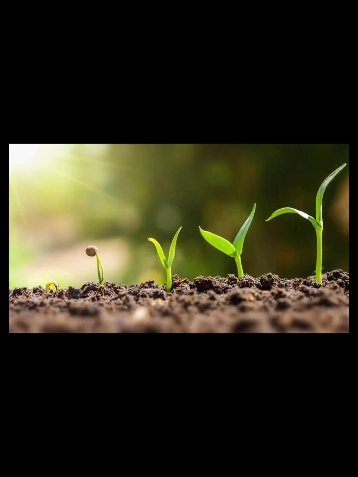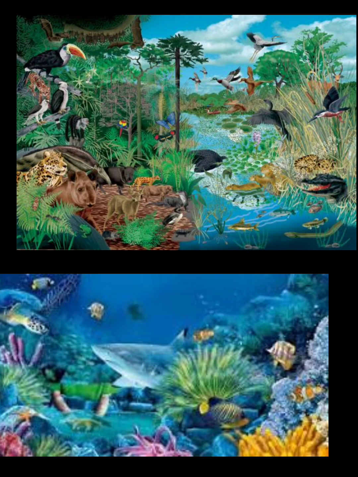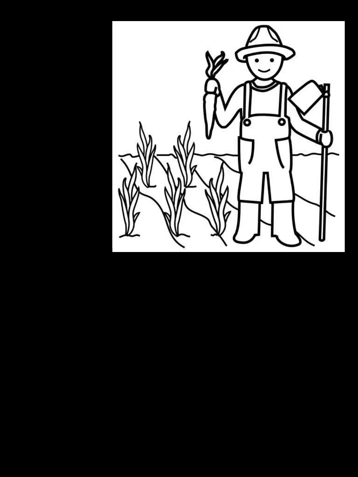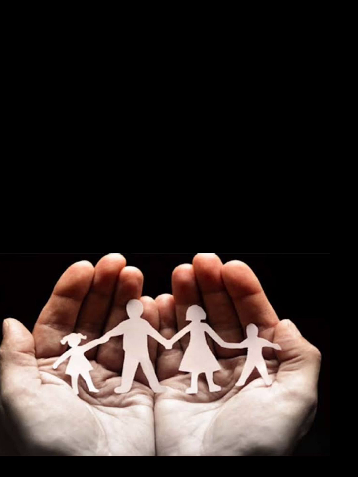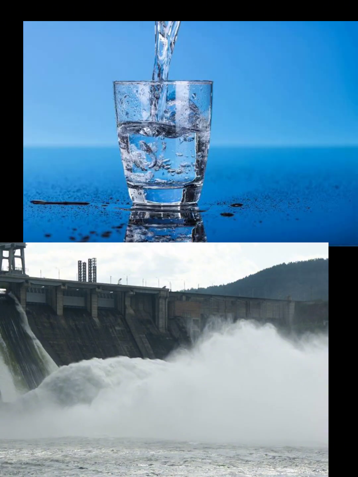Understanding the water cycle's significance is crucial for several reasons. Firstly, it sustains ecosystems, ensuring the survival of diverse plant and animal species. Additionally, it supports agriculture, providing water for crops and livestock. Moreover, the water cycle is essential for human life, supplying us with drinking water and powering electricity.